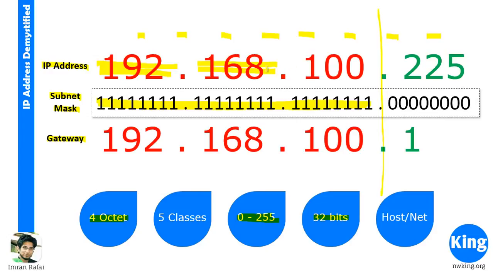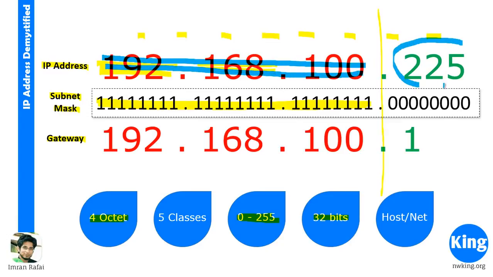So in this example, 192.168.100 is the network part. Let me just take another color. Alright, so in this case, this is the network part and this is the host part. So in this case, IP addresses from 192.168.100.0 to 192.168.100.255 form one big network.